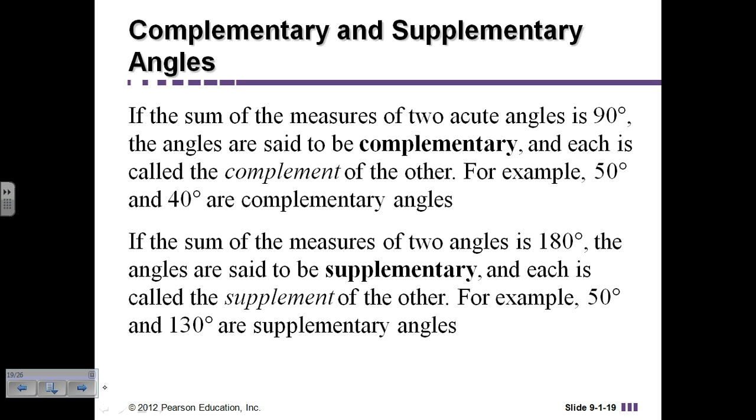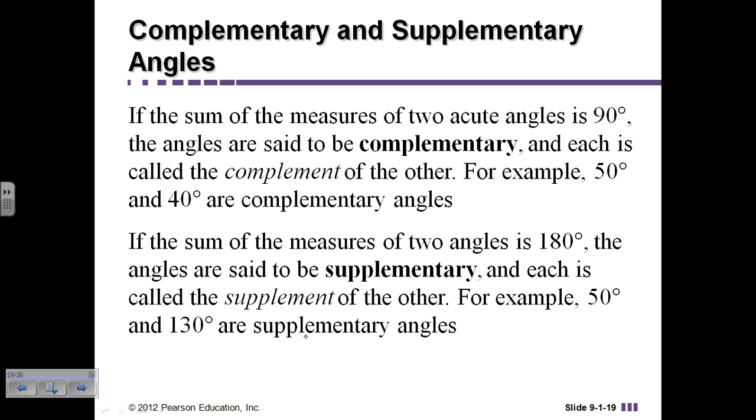All right, so two other definitions: complementary angles and supplementary angles. Complementary angles are two angles that can be added together to make a sum of 90 degrees. They are not necessarily connected to each other. I could just give you two random angles and say this one's 40 and this one's 50, and because they add up to 90 degrees, they're complementary. Supplementary, on the other hand, are two angles that add together to equal 180 degrees.